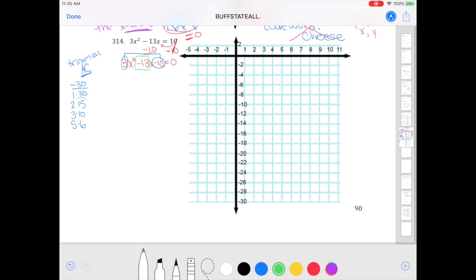Hopefully, we picked the pair positive 2, negative 15. Positive 2 times negative 15 is negative 30, and positive 2 plus negative 15 is negative 13. If you thought it was negative 3 and negative 10, it is incorrect, because even though negative 3 plus negative 10 adds to negative 13, negative 3 times negative 10 is a positive 30, and that's not what we have. We needed to multiply to a negative 30.